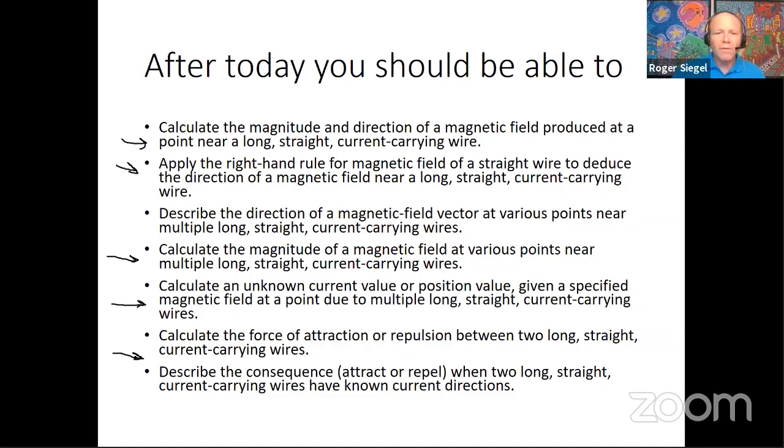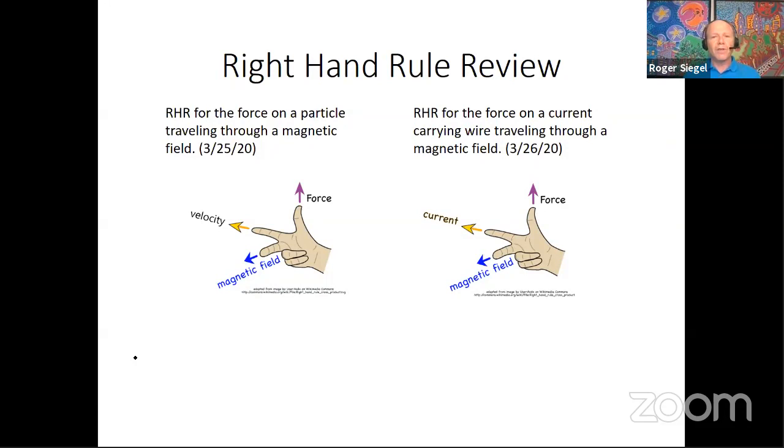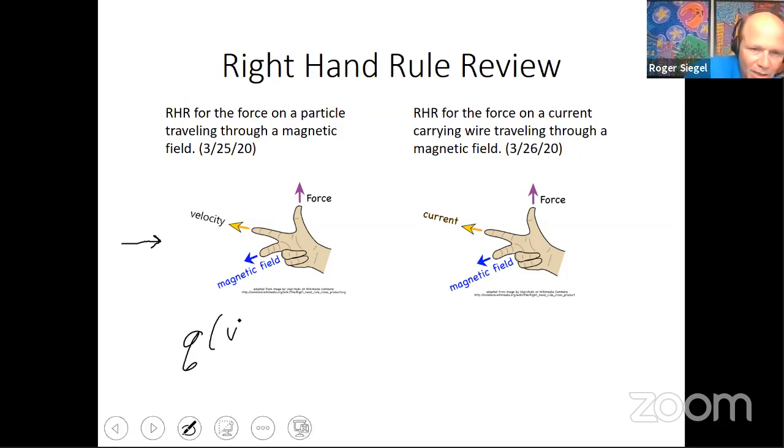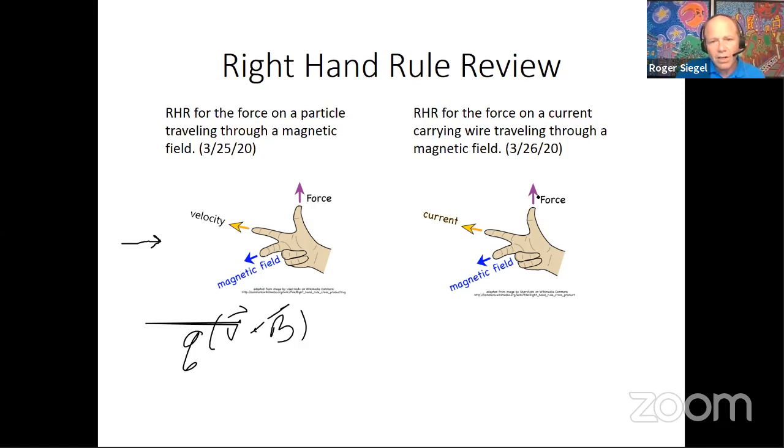All right, so first of all, let's review. The previous 2 days, we looked at two different right-hand rules. First, we had the right-hand rule on Wednesday, and this is the right-hand rule for the forces on a charged particle moving through a magnetic field. And remember, this was our Q times V cross B. And over here, this is what we did on Thursday, and this is our current carrying wire and the force on it. And I want you to notice how similar these two are.